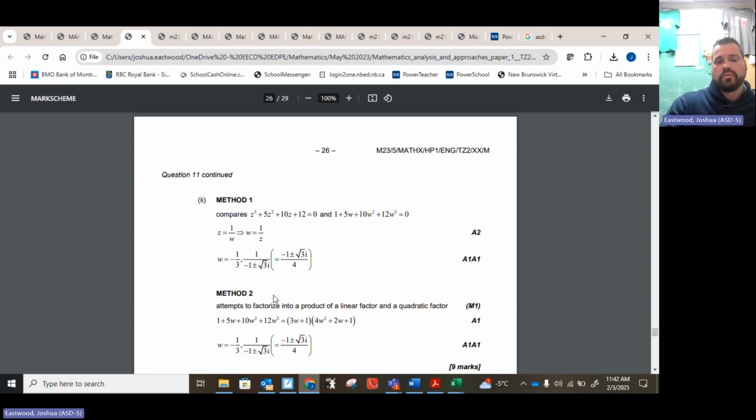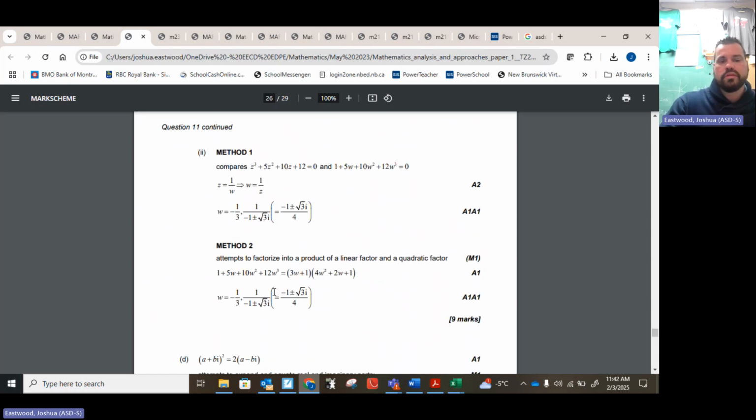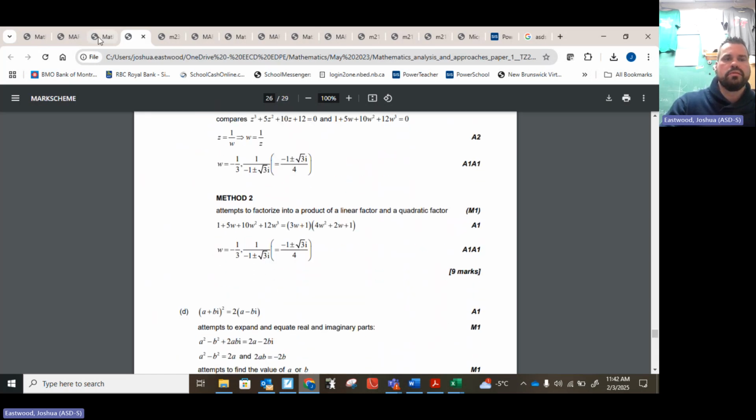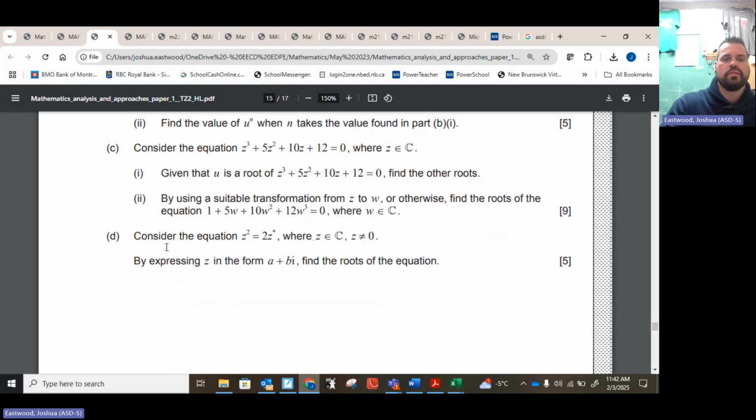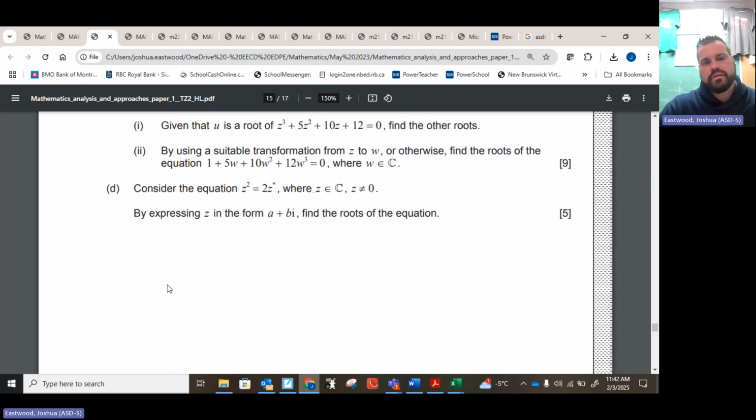So there's other ways to do it that show you those things, but really the easiest way is to see that transformation. And then this one says, consider the equation z squared is equal to 2z star, where z star is the conjugate of z. It says, by expressing z in the form a plus bi, find the roots of the equation.